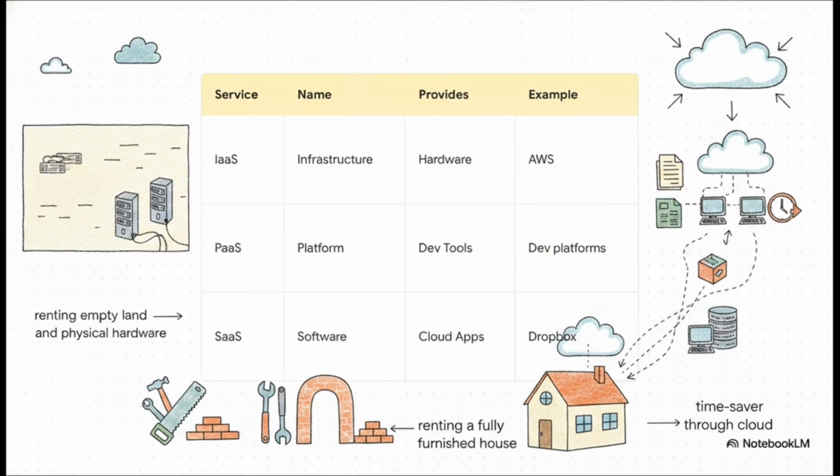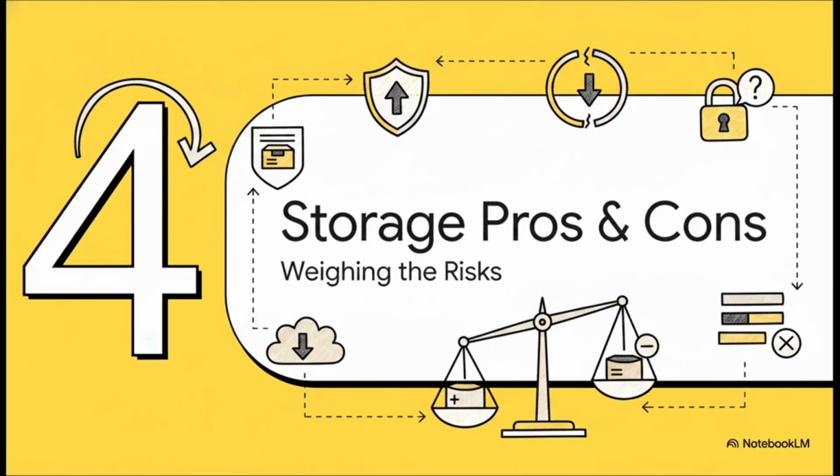Platform as a service, or PaaS, is like renting the construction tools to build your own custom archival software. And software as a service, SaaS, is like renting the fully furnished house. Things like Google Docs or Dropbox are SaaS. For an archive, SaaS is a massive time saver. Why? Because you don't have to install and update a digital collection database on every single computer in your building. Everyone just accesses the same updated version through the cloud.